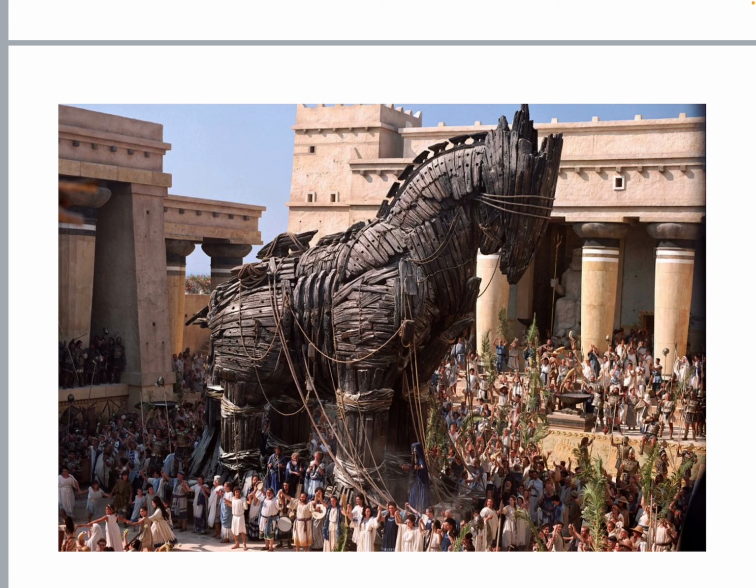Everybody's drinking, everybody's happy. But then in the middle of the night, a little trap door opens, some soldiers jump out, they run to the gate, they kill the people that are guarding the gate, and they open the gate from the inside, and then all the armies have come back on the cover of darkness, and they run into the city, they flood the city, and they basically kill and murder everybody because they have been away from their families. They're so angry with the people, they attack and destroy the whole city of Troy.